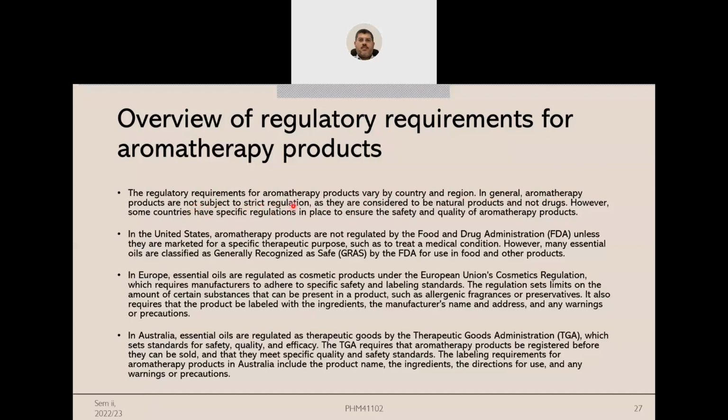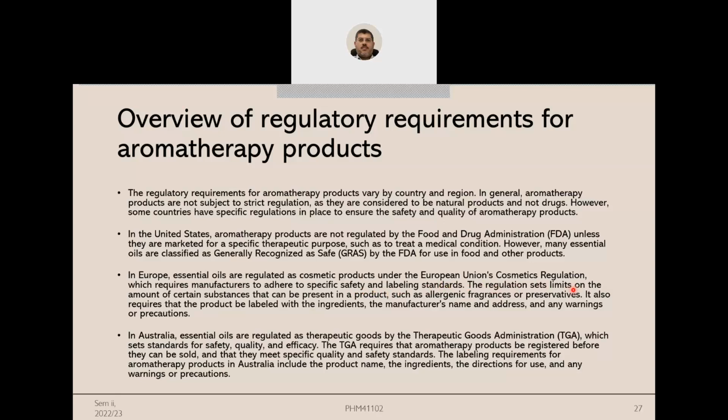So usually there are strict regulations. They are considered natural products, not drugs. Some countries have specific regulations in place to ensure safety and quality of aromatherapy. So you go to the US, for example, they are not regulated by the FDA unless they are marketed for a specific therapeutic purpose, such as to treat a medical condition. And many essential oils are classified as generally recognized as safe by the FDA for use in food and other products. In Europe, they are regulated as cosmetic products under the European Union cosmetic regulation, which requires manufacturers to adhere to specific safety and labeling standards.